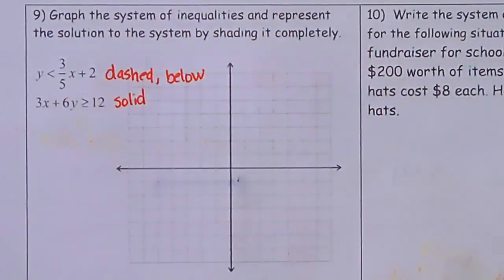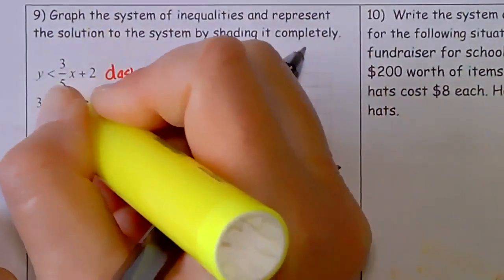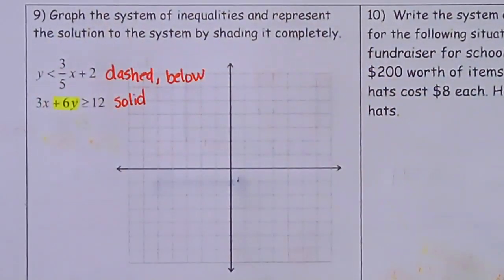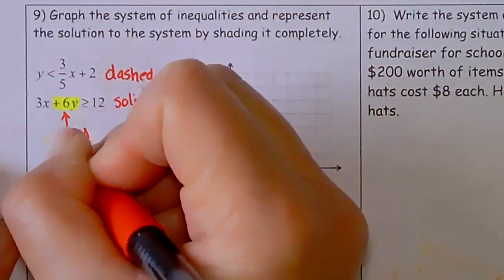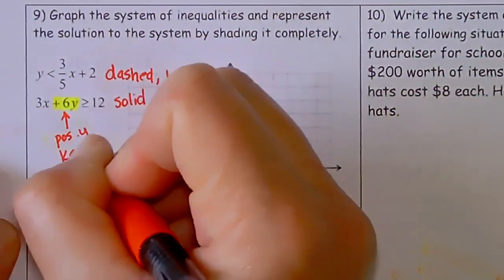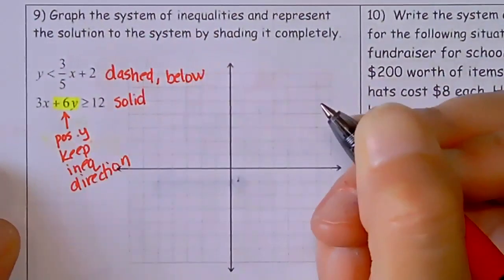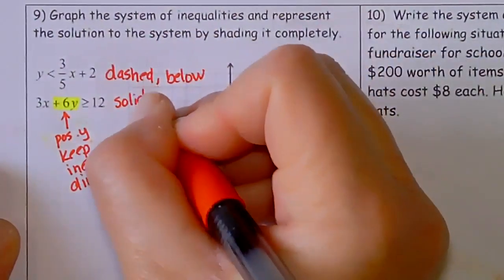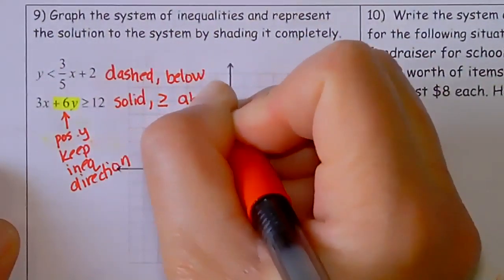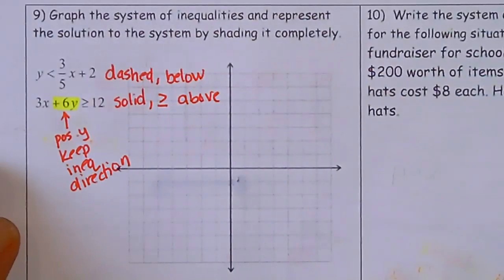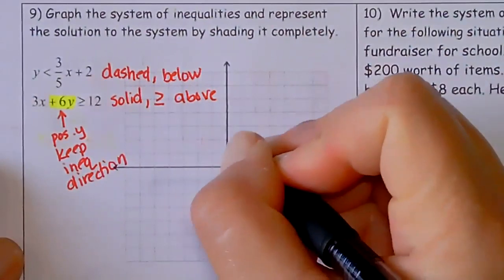And it's not in Y form, it's in standard form. So I look at that, and since that's positive y, keep the inequality direction. If it had been a negative y, I would have switched. So it's going to stay greater than or equal to, which is above. So now I'm going to graph these. The first one, my y-intercept is 2. So I'm going to go up to 2.